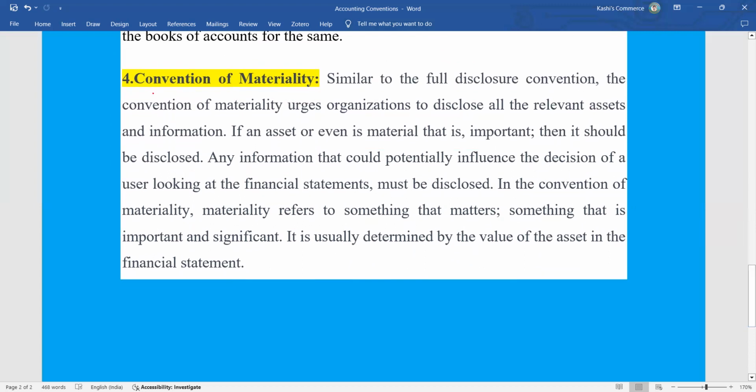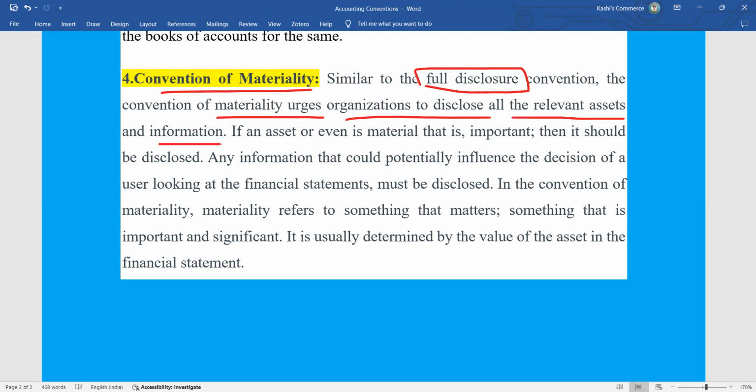That's it. Here the last one: convention of materiality. Right? It's similar to full disclosure. What is materiality? Let's look at it. The convention of materiality urges organizations to disclose all the relevant assets and information. Materiality means the important information in the company. We have to disclose that important information to the accounting users, all the important information.